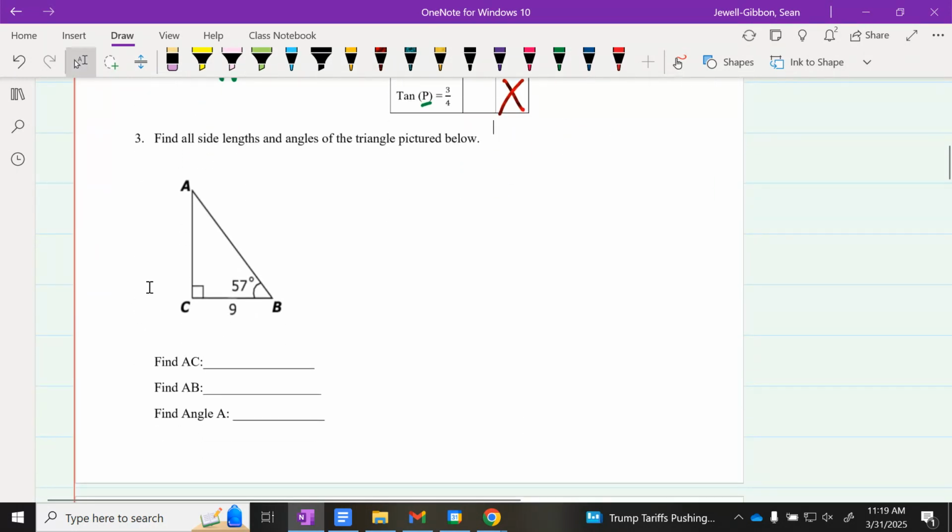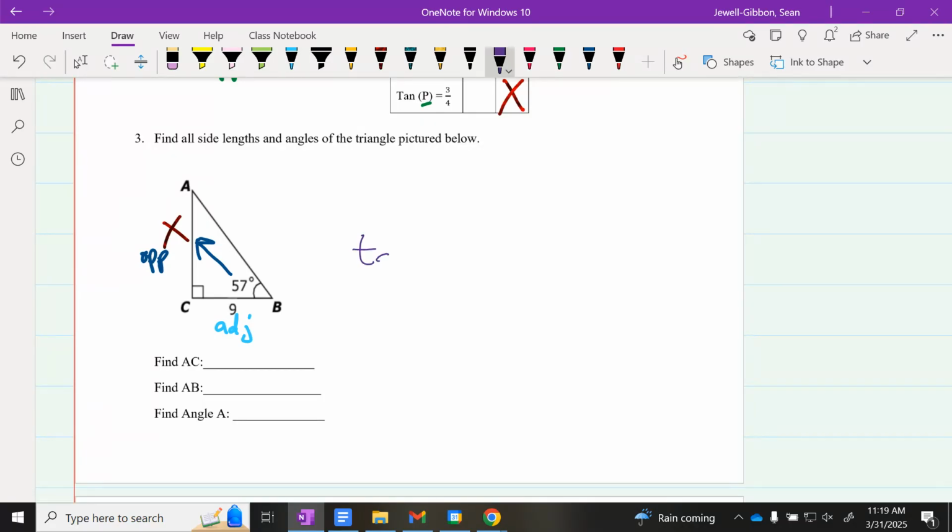Next one, find all the side lengths and angles. They want us to find side AC first, so I'm going to mark that with an X. I'm also going to label this as my opposite side, so my opposite side is X. The other side that I'm going to label is 9 down here, so I want to label the side that I want to know, and the side that I already know, and that's going to be adjacent. And we should know that when we're working with opposite and adjacent, that is tangent. So we're going to take the tangent of our angle, 57 degrees, equal to opposite on top, that's our X, and then adjacent on bottom, that's our 9.